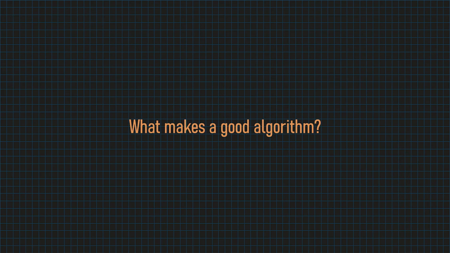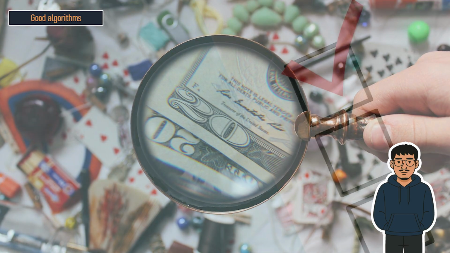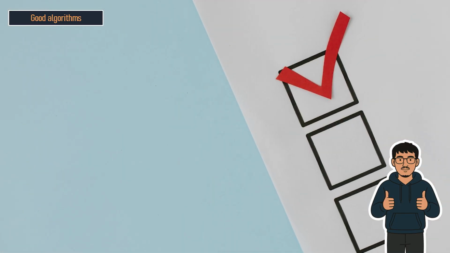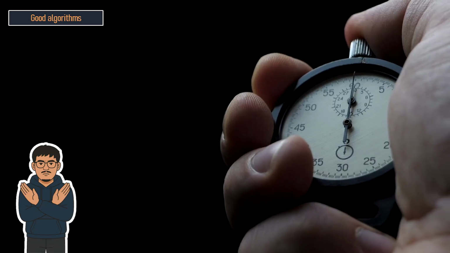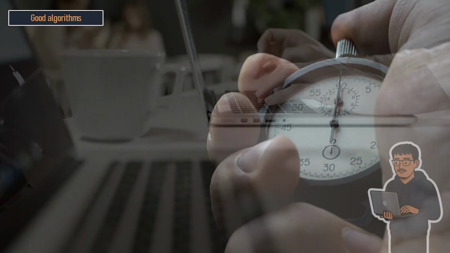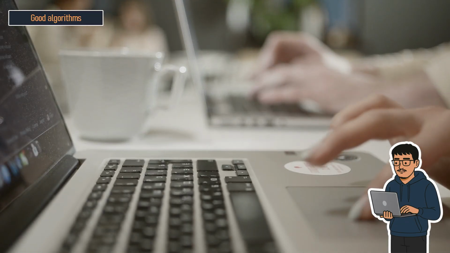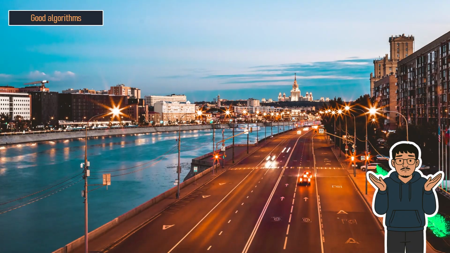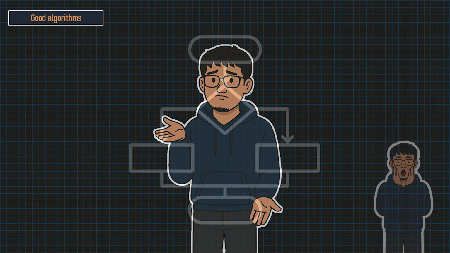In computer science, a good algorithm usually has 3 traits. Clarity: the steps need to be clear and unambiguous. Correctness: it works for all valid inputs. And efficiency: it solves the problem without wasting time or resources. 2 people might write 2 different algorithms to solve the same problem, but one could be much faster or use fewer steps. That's the difference between a working algorithm and a great one.